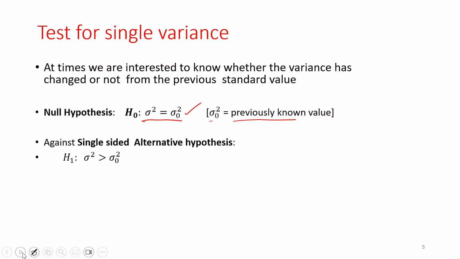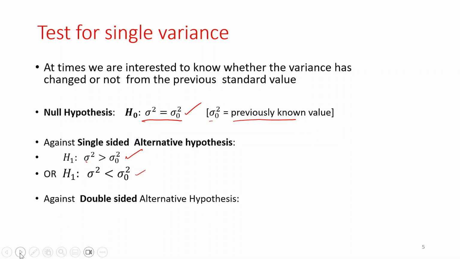The alternative hypothesis could be again sigma squared is greater than sigma squared 0, or H1 could be sigma squared less than sigma squared 0, or again a double-sided or two-tailed test. The corresponding hypothesis could be sigma squared not equal to sigma squared 0. So these are the three different alternative hypotheses. The first one says that the variance has not changed. In this case, we are basically trying to say the present variance is more than the original. This one says the present variance is less than the original.